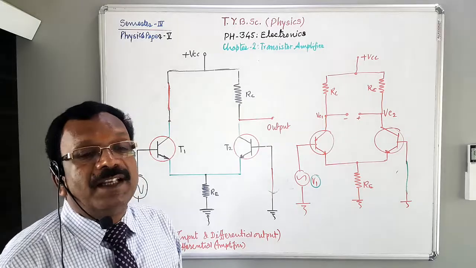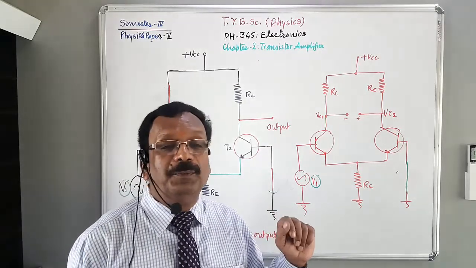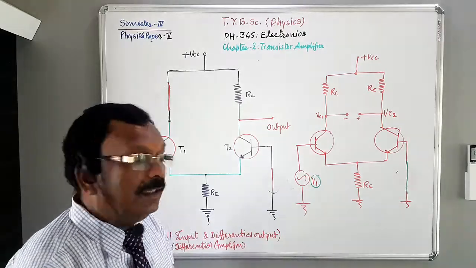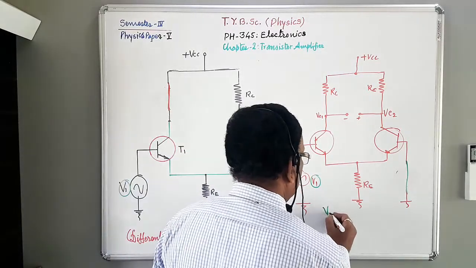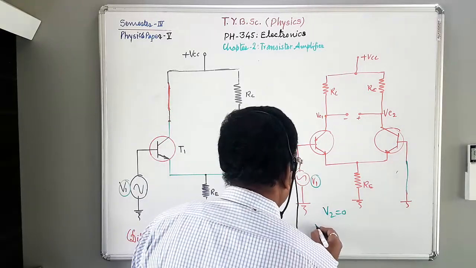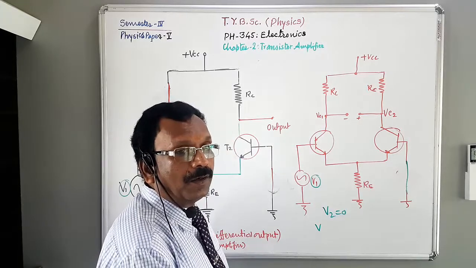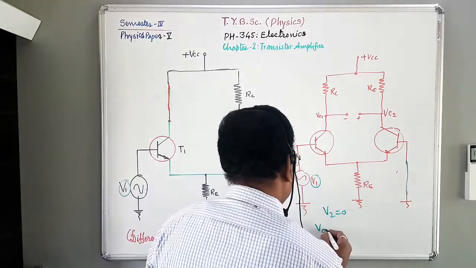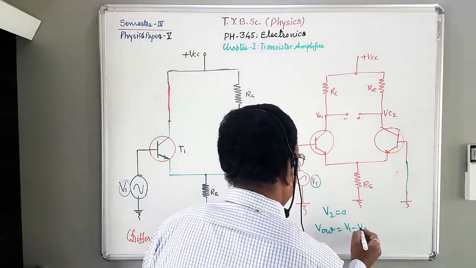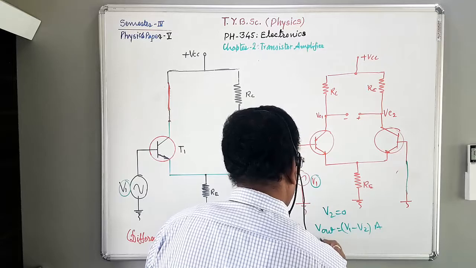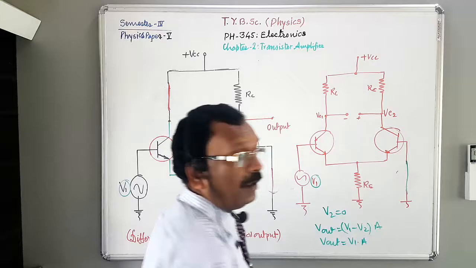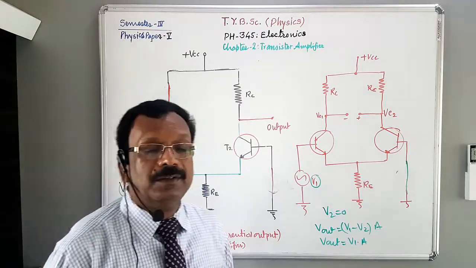So this configuration has non-inverting input and differential output. Since V2 is equal to 0, the gain: Vout is equal to V1 minus V2, but V2 is equal to 0, therefore into A. Therefore Vout is equal to only V1 into A, or A V1. Okay.